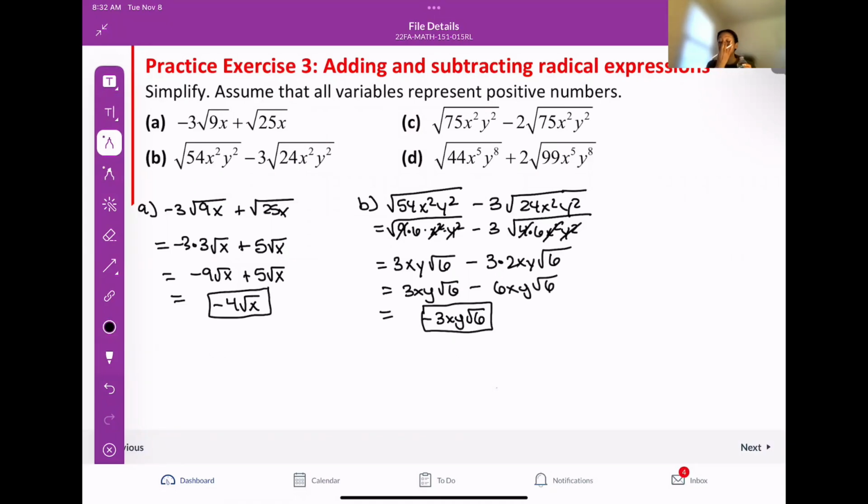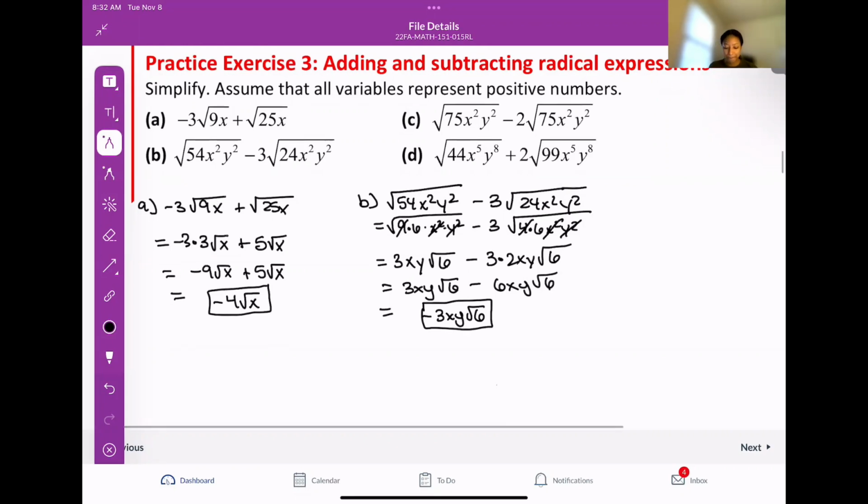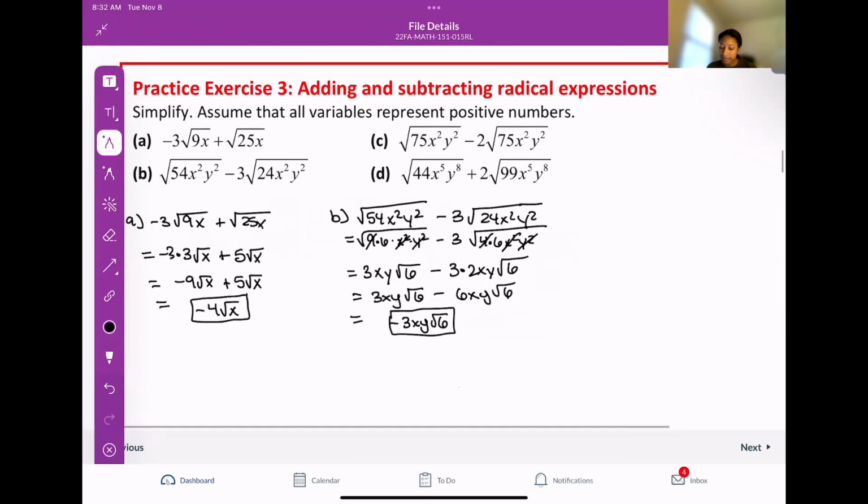As you can see, hopefully already, these problems kind of start building on each other. The skills that we learned in exercise 2, we're going to use and add on to it, to make those a little more challenging in exercise 3. I'm going to run out of space, but that's okay. Part C.